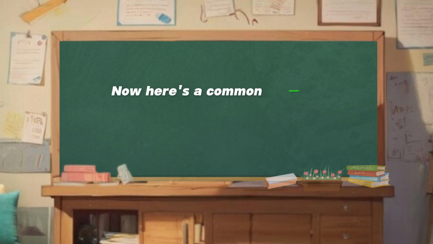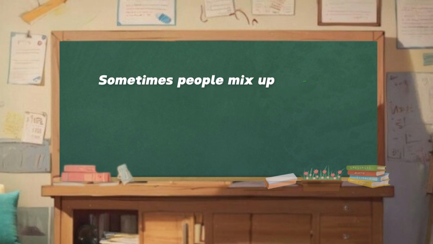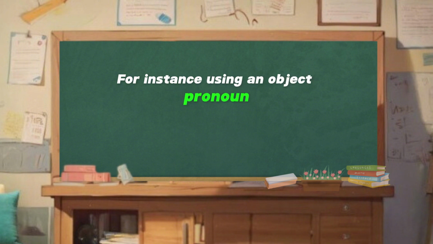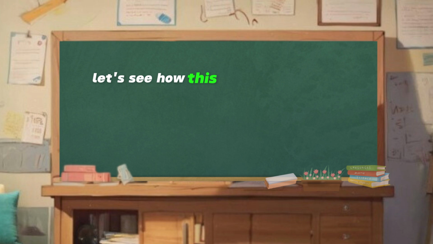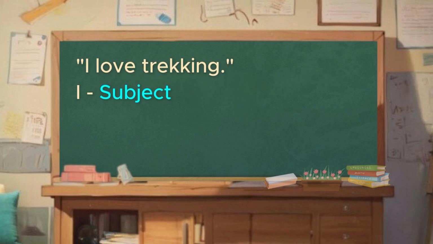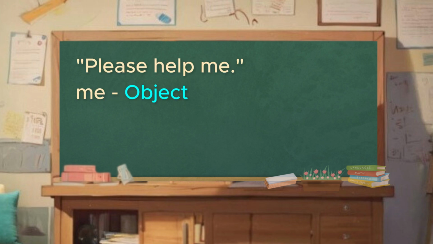Now, here's a common mistake. Sometimes people mix up subject and object pronouns. For instance, using an object pronoun when a subject pronoun is needed, and vice versa. Let's see how this works with a few examples. Take this sentence. I love trekking. In this case, I is the subject because I is doing the action of loving. So, I is a subject pronoun. But if we say, please help me, the action is being done to me. So, me is an object pronoun.